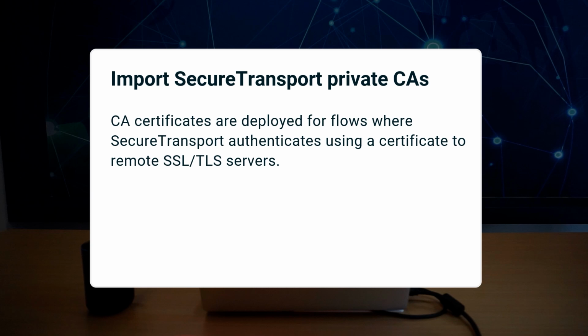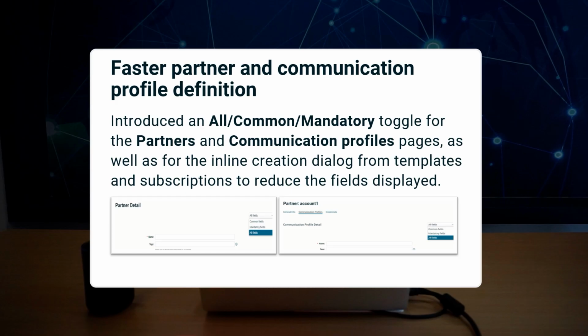Starting with this version, CA certificates are deployed for flows where SecureTransport authenticates using a certificate with remote SSL TLS servers. As part of the recent updates, we've introduced in all common mandatory toggle for the partners and communication profiles pages, as well as for the inline creation dialog from templates and subscriptions to reduce the fields displayed.